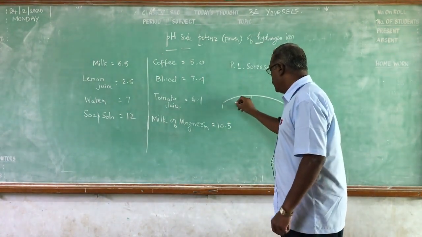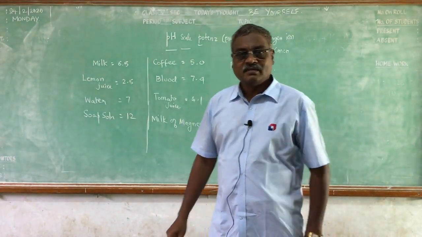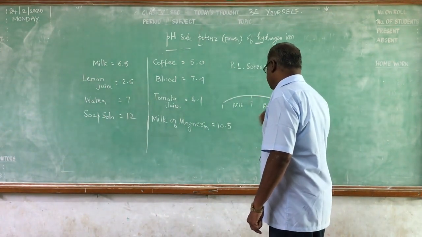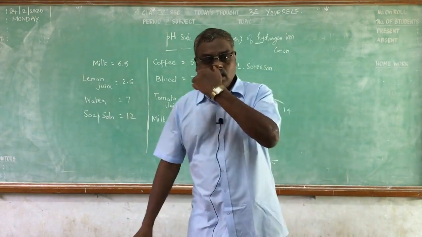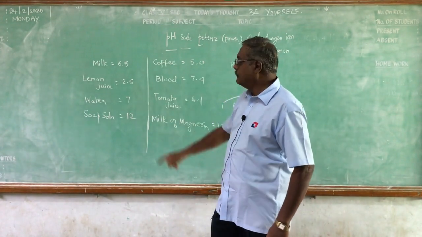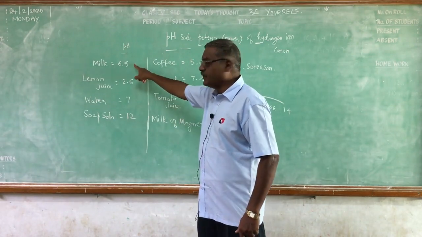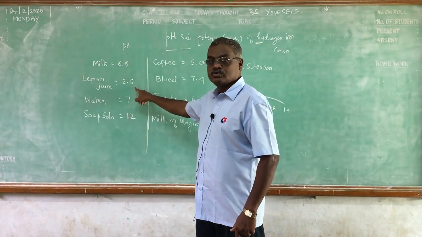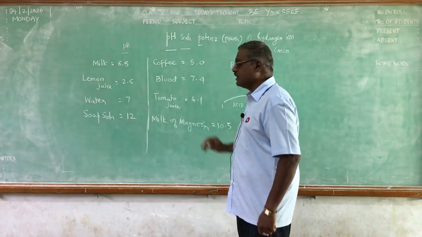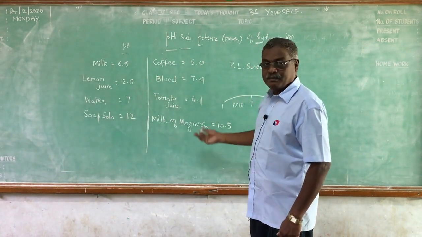If you get a value from 1 to 7, the solution is acid. If you get 7 to 14, the solution is base. So, like that, from the value we can find out the acid. See, here I wrote some examples. Milk pH is 6.5, lemon juice 2.5, water 7, soap solution 12. Likewise, it goes on. Now, can you find out which is acid and which is base?